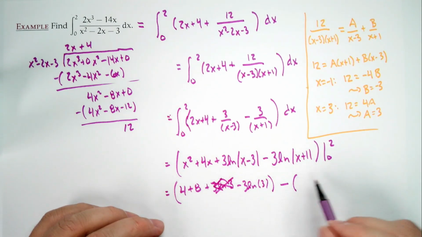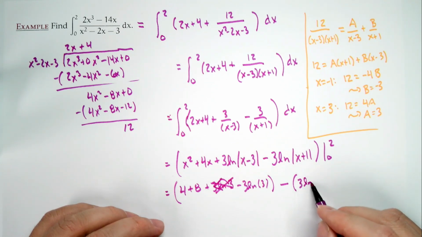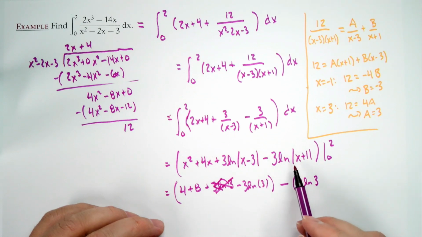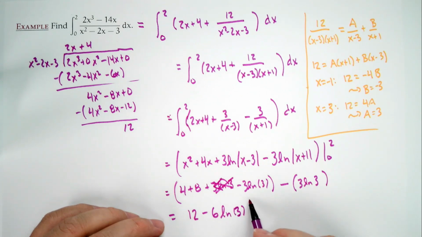Subtract, plug in 0. You're going to get 0, 0. And here, 3 natural log 3, because absolute value of negative 3 is 3, minus 3 natural log of 1. So that goes away. So we end up with 12 minus 6, because there's minus 3, natural log of 3. And that's the answer. A good answer.